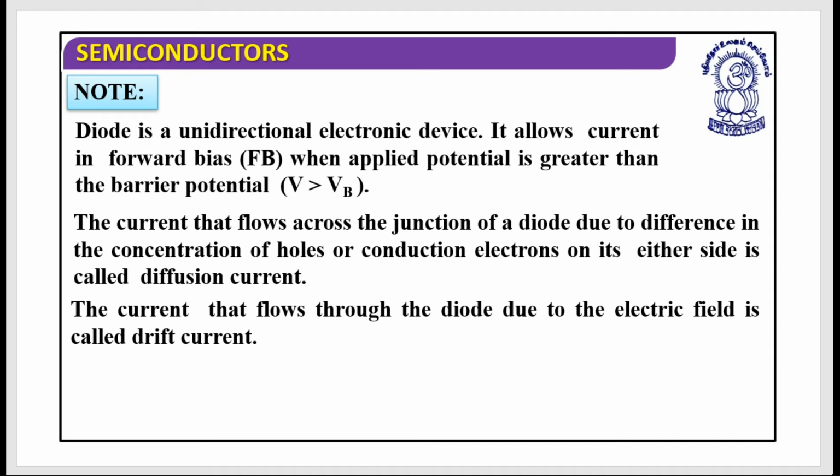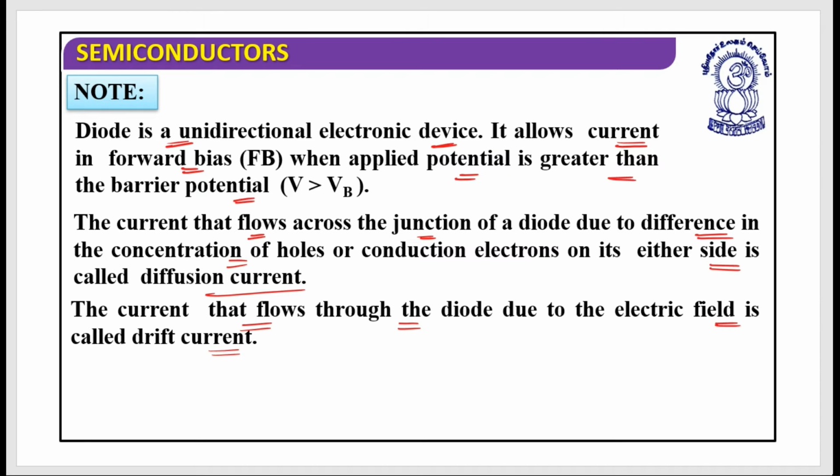So let's note certain very important things. A diode is a unidirectional electronic device. It allows current in forward bias when the applied voltage is greater than the barrier potential. The current that flows across the junction of a diode due to the difference in concentrations of holes or conduction electrons on either side is what we call diffusion current. And the current that flows through the diode due to the electric field is what we call drift current. I hope this is clear.